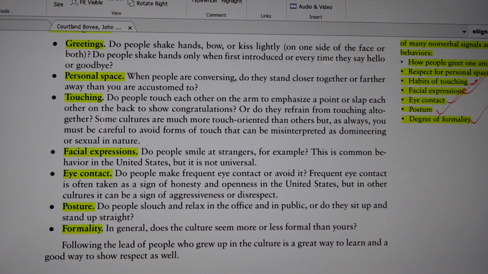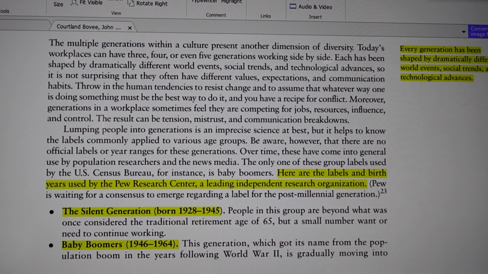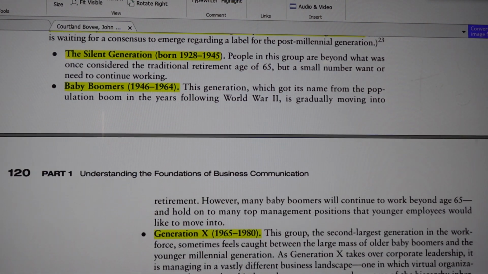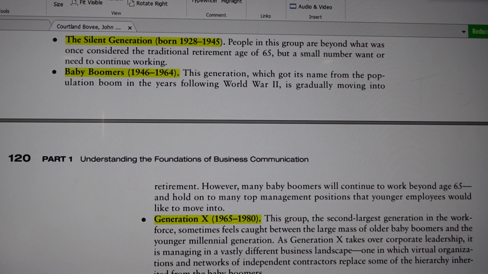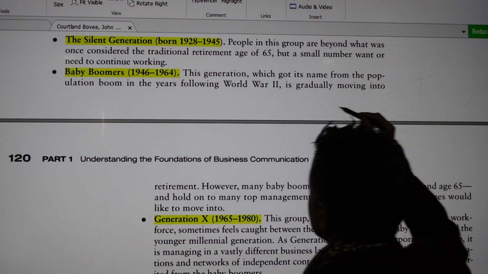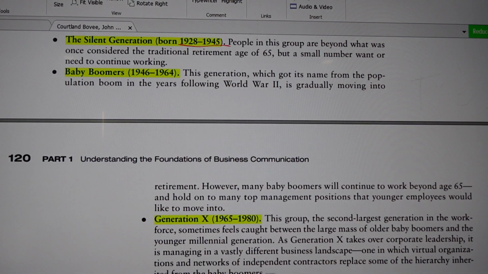Now, age differences. For example, there is the silent generation born between this time, then baby boomers, Gen X, millennials and Gen Z, right?